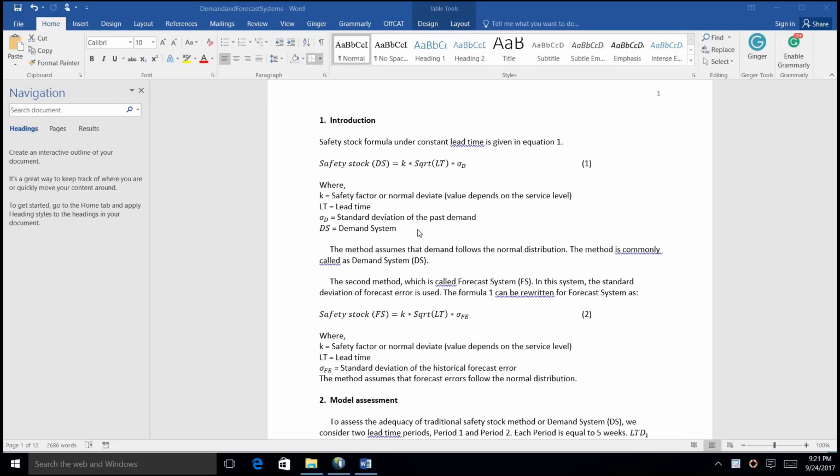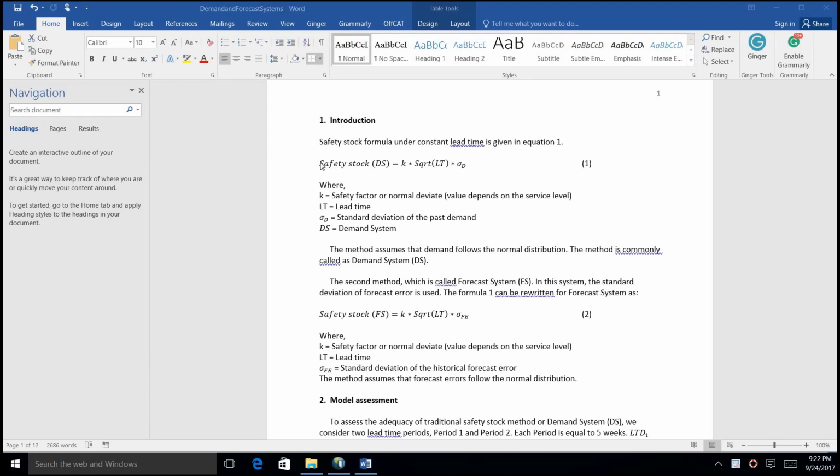I hope I'm sharing my screen. In my first video, I talked about the traditional safety stock formula. In this video, we will evaluate this method to see how well it works in different settings. For example, when data does not have a trend, and second, when data has a trend. We will discuss 4 cases with numerical examples.